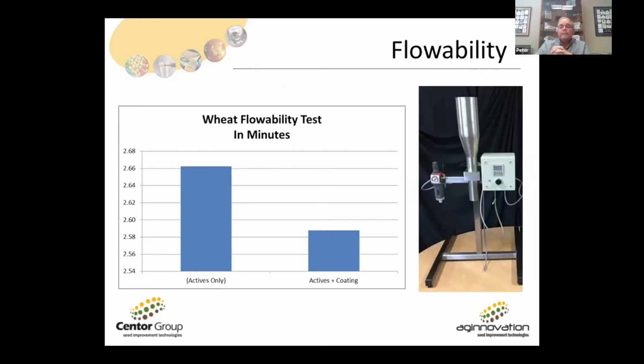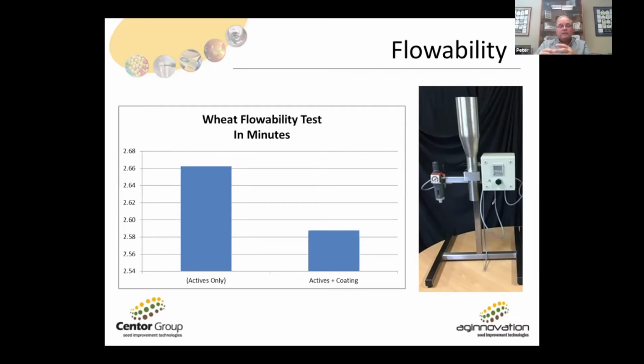This is flowability. The flow meter you see on the right there is a traditional flow meter. You can load in a kilo of seed, set the gate to open for X number of minutes or seconds or whatever you wish to measure, and the gate will pop open. You can measure the flow, and you can examine what happens after that particular point of time. In this case, this is wheat looking at flowability in minutes, and obviously we want a lower number if we possibly can, and coatings can help improve the flowability over just actives by themselves.